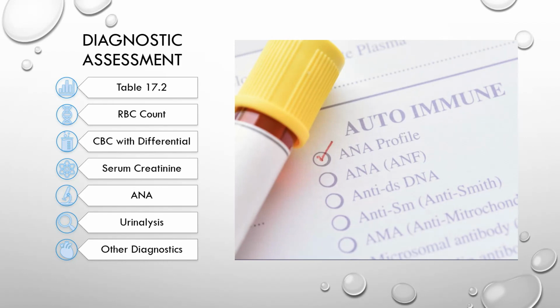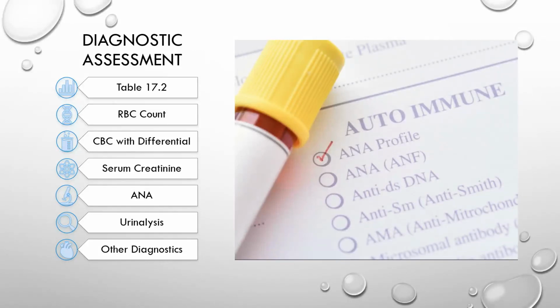So another lab diagnostic we could look at would be a UA. Again, this is just looking at kidney function and whether there are red blood cells or protein present in the urine. And then, I did put on here that other diagnostics are really there to help rule out other disorders.